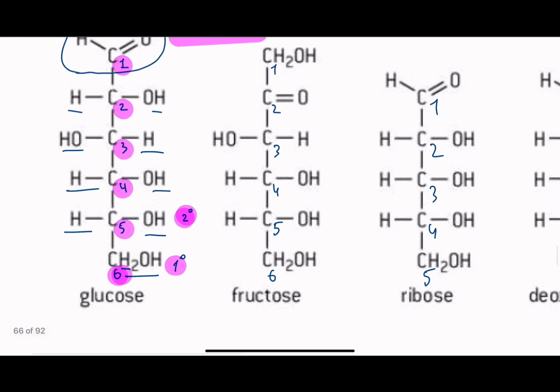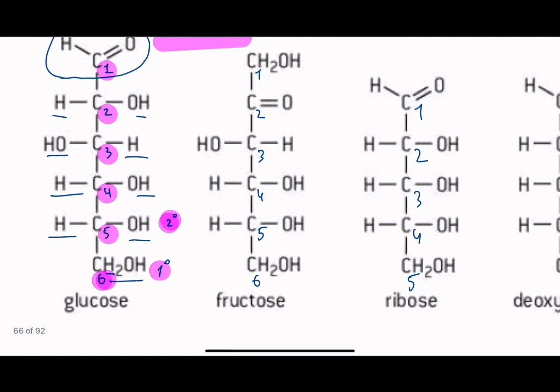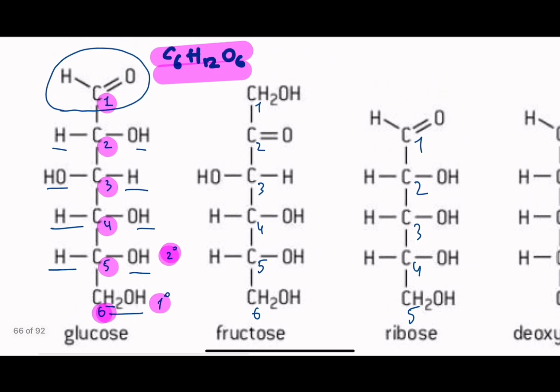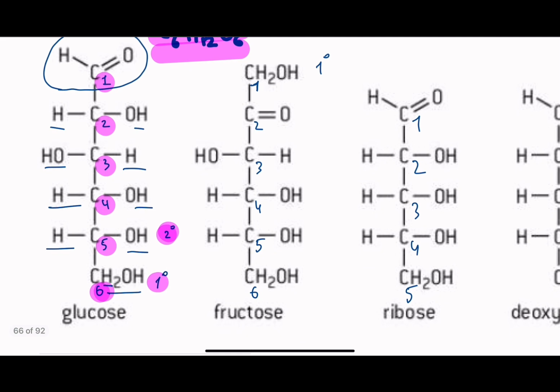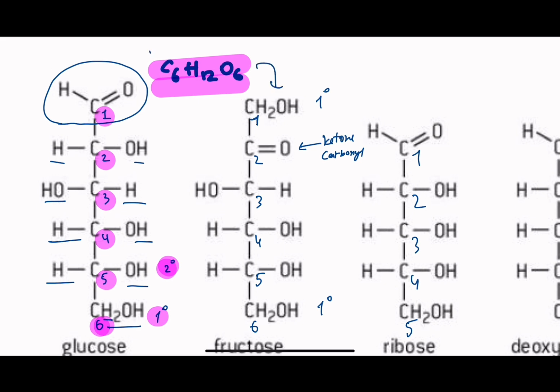Now let's look at fructose. In fructose, the first carbon is a primary alcohol, and the last carbon is a primary alcohol. But the second one is going to be a ketone, a carbonyl group. We already covered ketones. It has the same formula, the same formula for both.